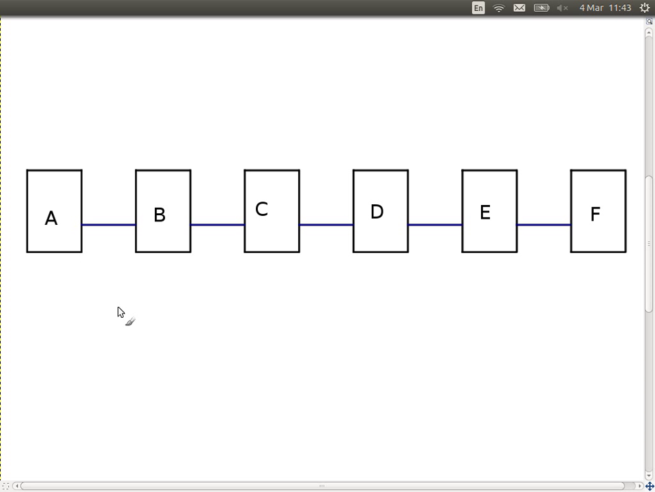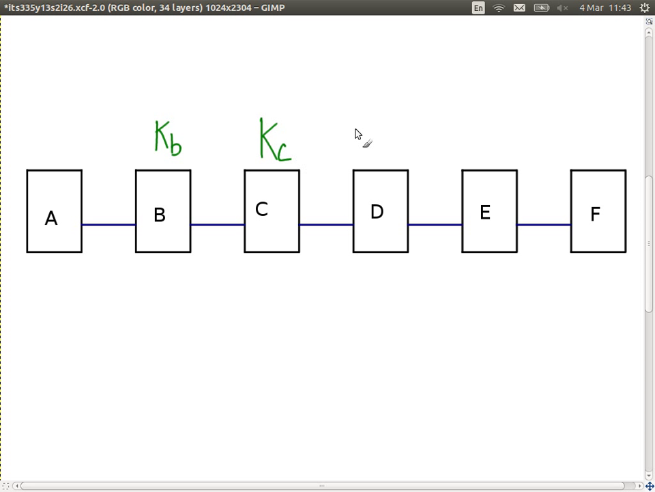Let's see if we can draw it. What A does to send to F, it negotiates secret keys for encryption with each of these intermediate nodes. Let's call them KB, KC, KD, and KE. And A has those keys as well. We'll ignore the details of that step, but let's assume that they have some secret shared between them.